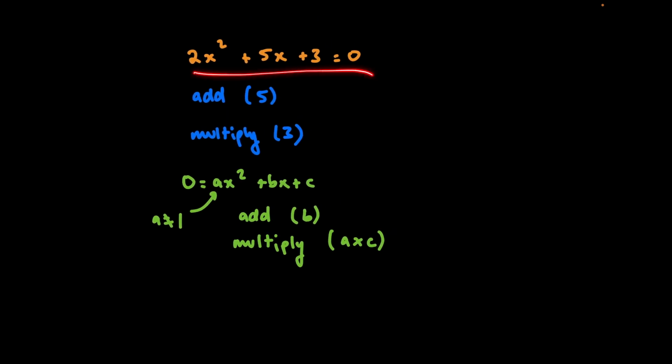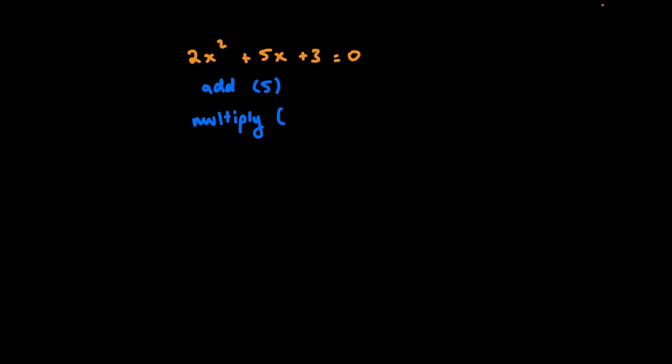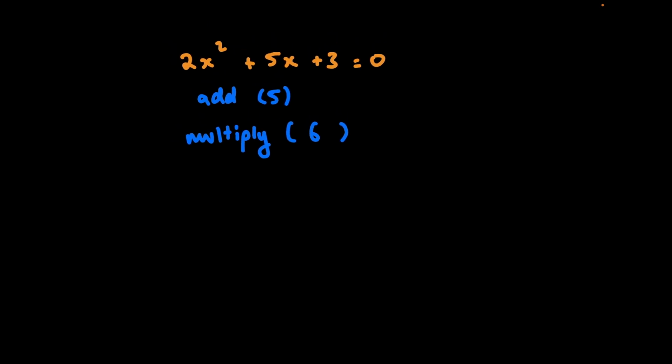So let's look at this non-monic quadratic here. We need to work out two numbers that not only add to 5, but multiply to 3 times 2. In this case, because the value of c is 3 and the value of a is 2, we need two numbers which multiply to 6. The two numbers that I can think of are 3 and 2. 3 times 2 is 6, 3 plus 2 is 5.